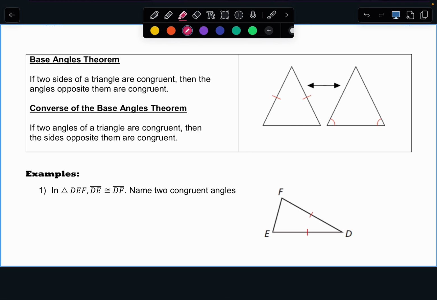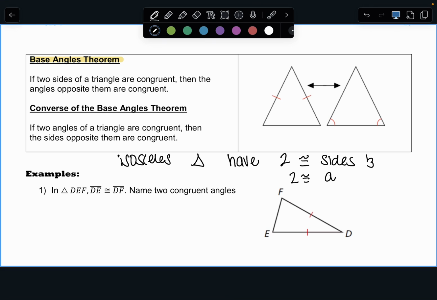This is the name of the formal theorem for what we just discovered. The base angles theorem. You have to know the name of this theorem. On your cheat sheet, it should say base angles theorem. 2 congruent sides means 2 congruent angles, or something like that, okay? But what this says is isosceles triangles have 2 congruent sides and 2 congruent angles.